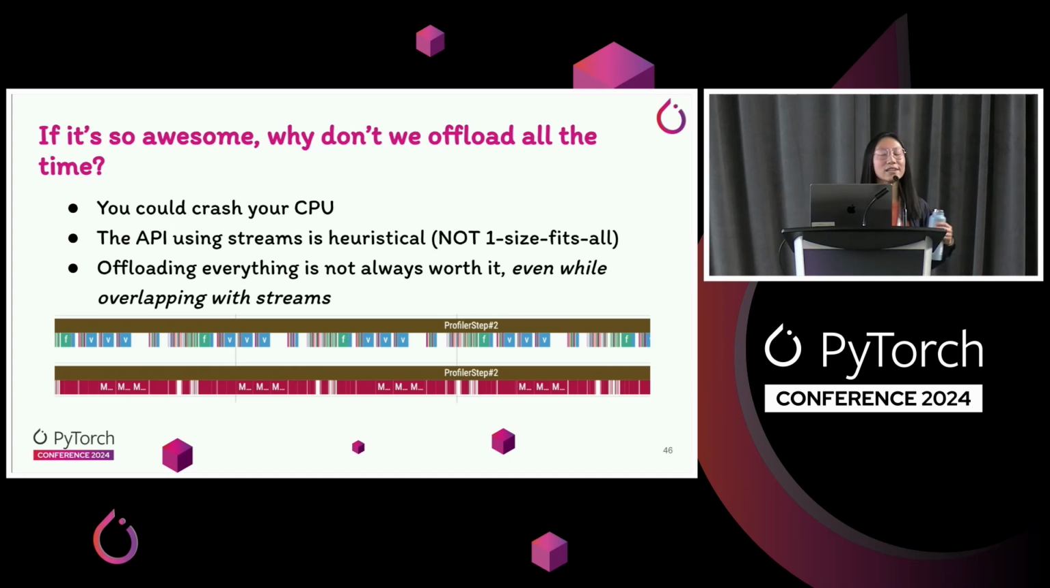Because even if you could overlap, sometimes the thing you're offloading is so large compared to the amount you're computing for it that you're going to introduce gaps in your profile, which will make things slower.